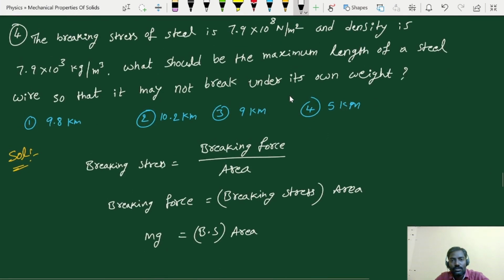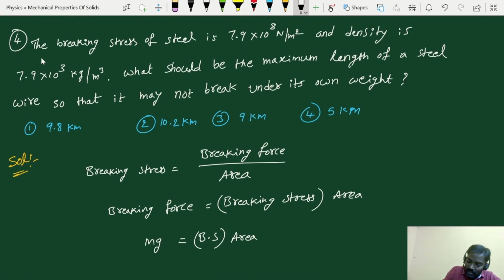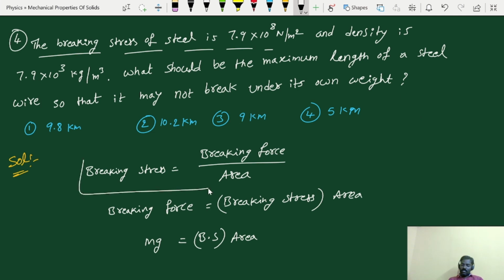Right. So here the breaking stress of steel is given as 7.9 × 10^8, and the density of steel is given as 7.9 × 10^3 kg/m³. So they are asking to calculate the maximum length of steel wire so that it may not break under its own weight. So first of all, the general formula of breaking stress is breaking force by area.